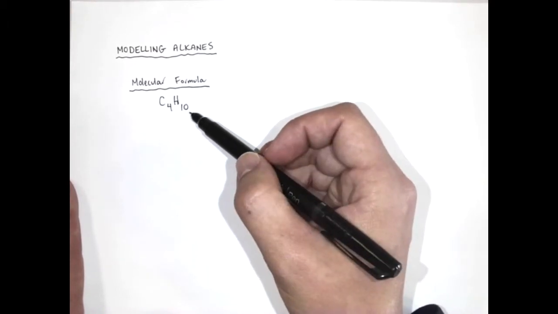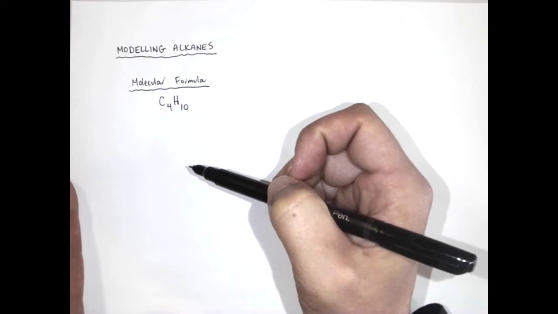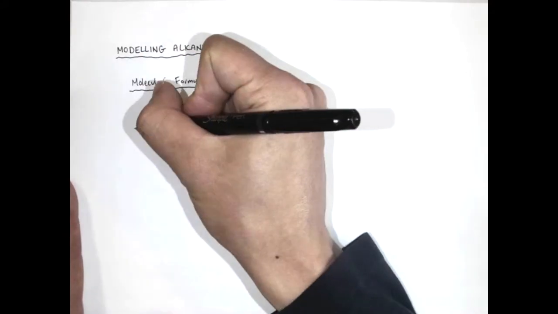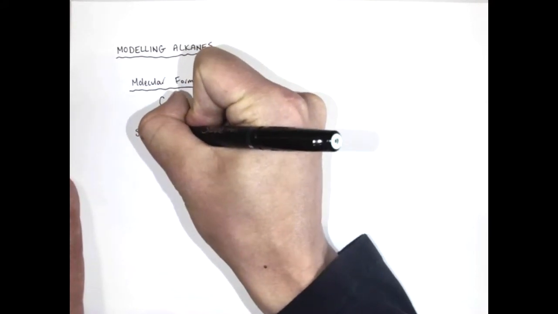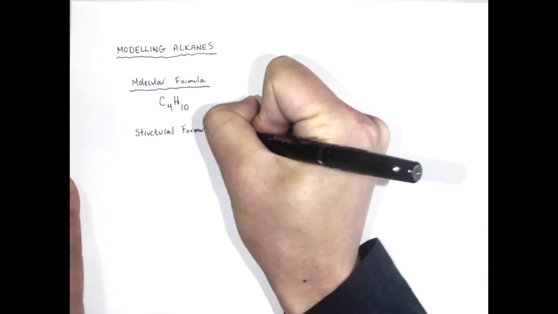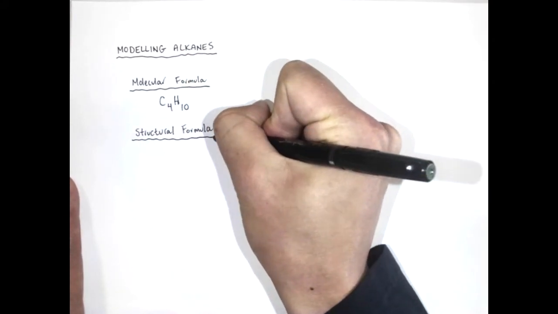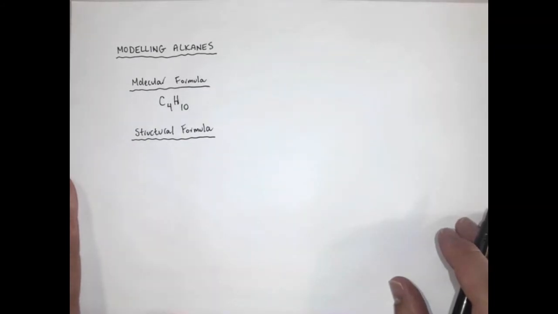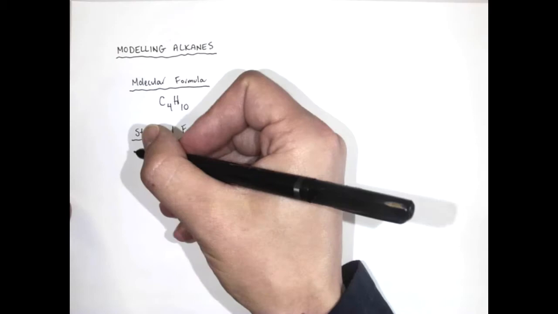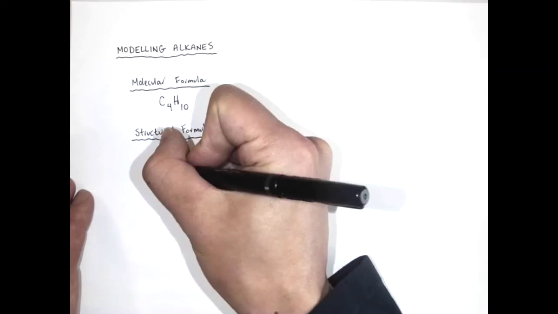So butane has 4 carbons and 10 hydrogens, but now we have to ask ourselves, how are those atoms arranged in space in 2 dimensions? So the next formula I'm going to show you is the structural formula. The structural formula communicates a little bit more information. It will tell us in 2 dimensions where each atom is oriented, and it tells us what atom is bonded to other atoms. So let's look at the structural formula for butane.